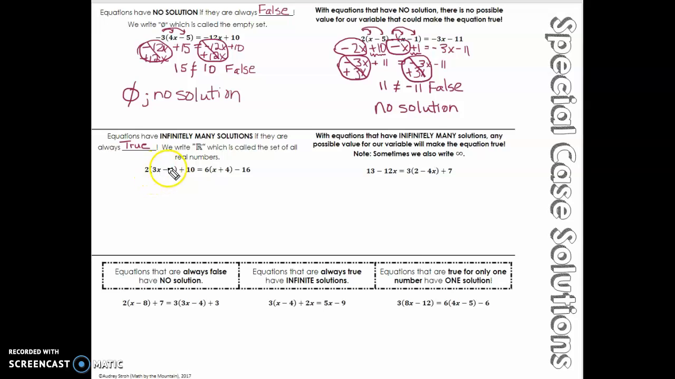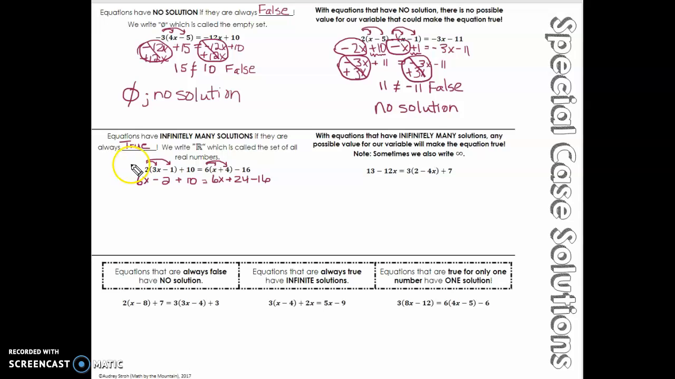I'm going to work left to right, so I'm going to work 3x minus 1. That's already simplified. It has a 2 on the outside, so I need to distribute the 2 by multiplying everybody inside the parentheses by that 2. I get 6x minus 2 plus 10 equals, and then I have the parentheses here with x plus 4. I can't simplify on the inside. That 6 on the outside can be distributed by multiplication. I get 6x plus 24 minus 16.